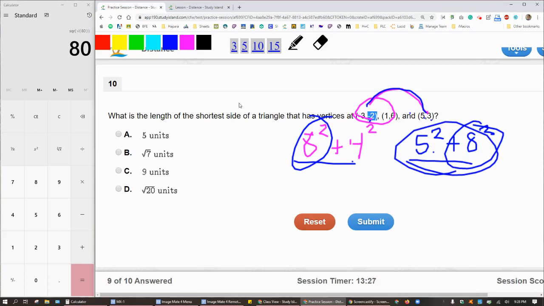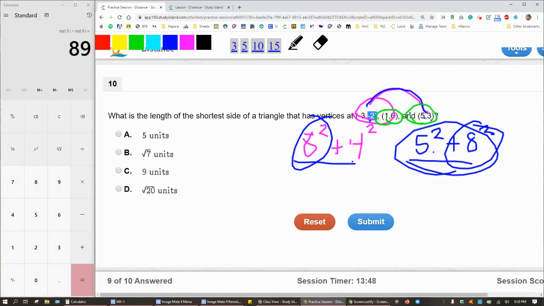That said, if you wanted to figure out what it is, remember the distance between those first 2 points was the square root of 80. What about 5 squared plus 8 squared? 5 squared plus 8 squared equals 89. So the square root of 89 would be the distance between the first and last point. So let's do the last one now. Let's do the distance between (1, 6) and (5, 3).